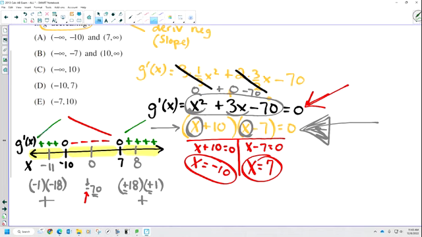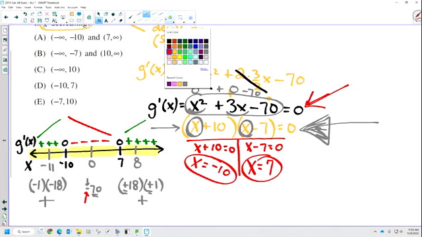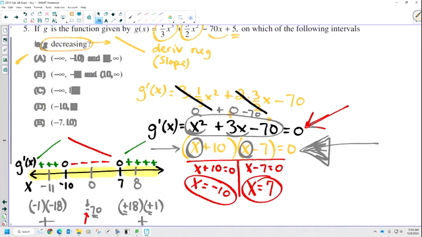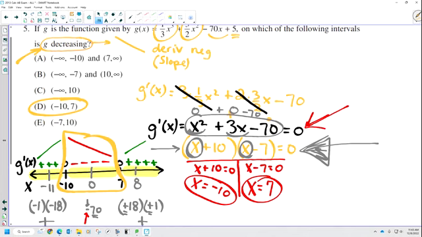There is only one section where my function g is decreasing. That's here, from negative 10 to 7. Negative 10 to 7. Answer, D. D is for done, and we are done with problem 5.